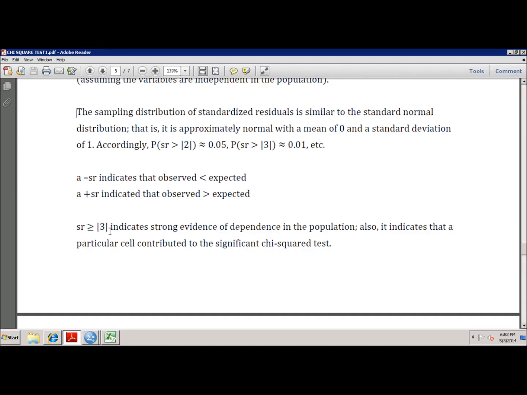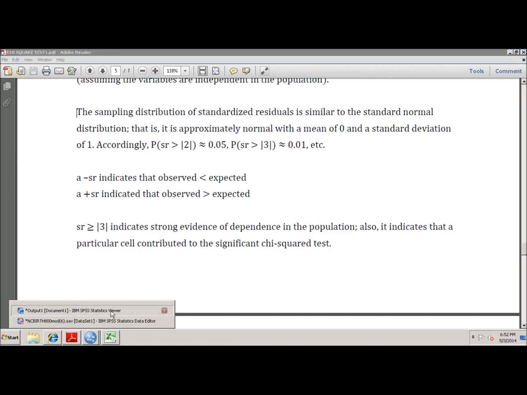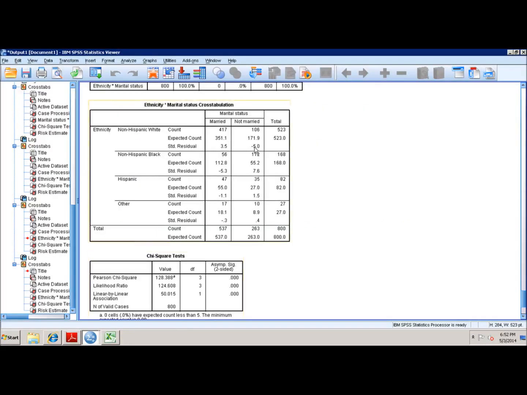All of the data should fall within 3 standard deviations. Data that falls beyond that would be considered unusual. So we should look at our output cell by cell here and look for values greater than 3. So we see here a 3.5, we see a -5, we see a -5.3, we see a positive 7.6, we see a -1.1, 1.5, -0.3, 0.4.